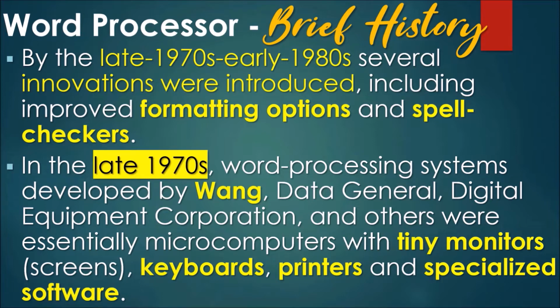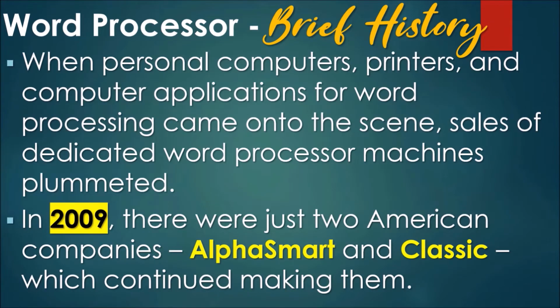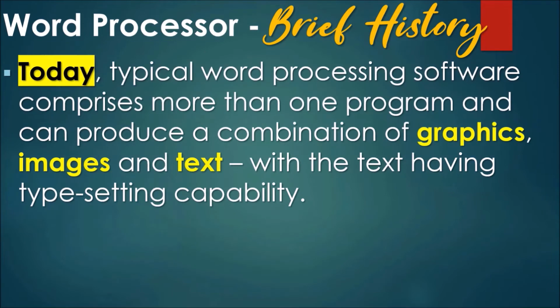In the late 1970s, word processing systems developed by Wang, Data General, Data Equipment Corporation, and others were essentially microcomputers with tiny monitors, keyboards, printers, and specialized software. In 2009, there were just two American companies, AlphaSmart and Classic, which continued making them. Today, typical word processing software comprises more than one program and can produce a combination of graphics, images, and text, with the text having typesetting capability.